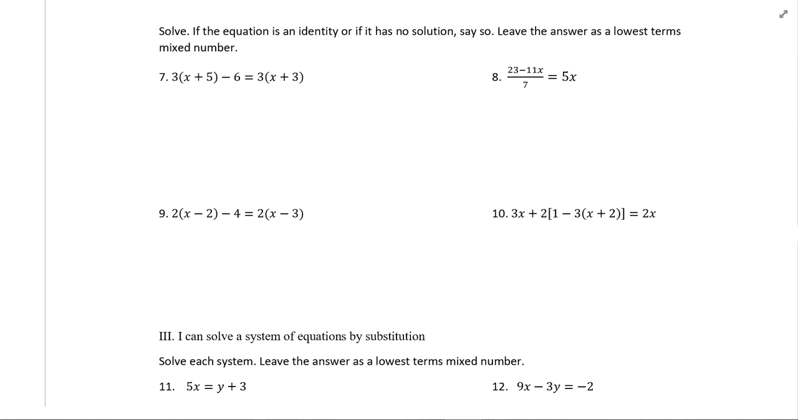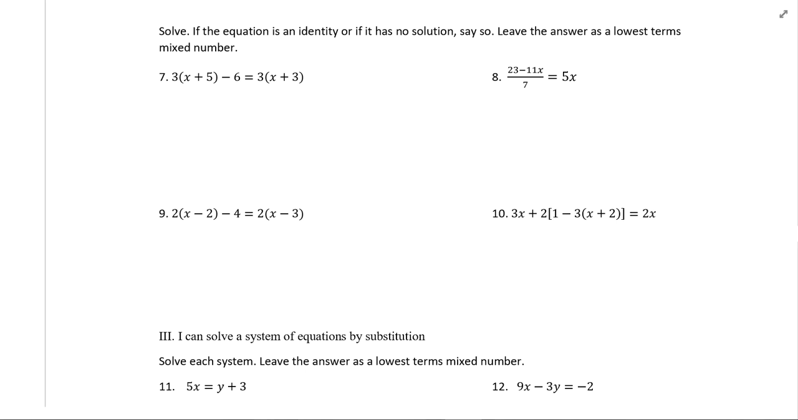All right, so our next problem says solve. If the equation is an identity or if it has no solution, say so. So identity, remember, this is a review of Algebra 1. Identity means it equals itself, like it'll say 5 equals 5, or 0 equals 0, or 2x equals 2x. No solution means it doesn't work. It's not a solution. It would say something like 5 equals 100, which isn't a true statement. Okay, or it says leave the answer as lowest terms mixed number.